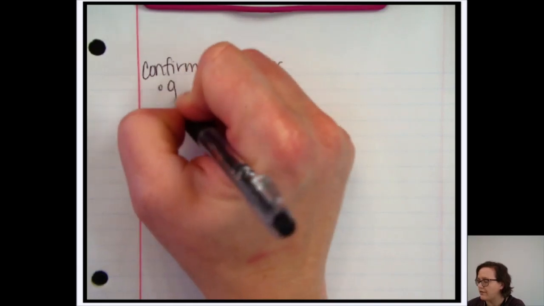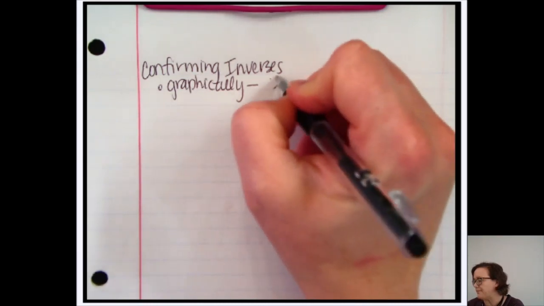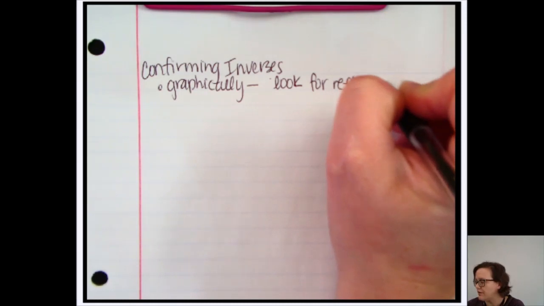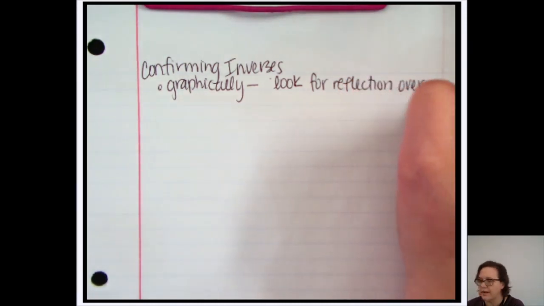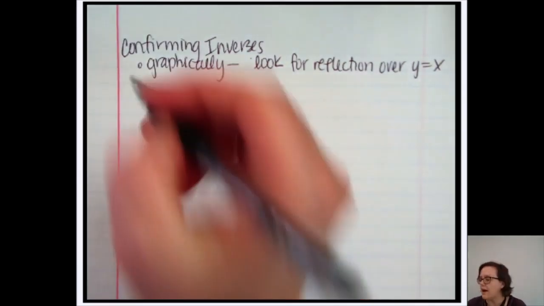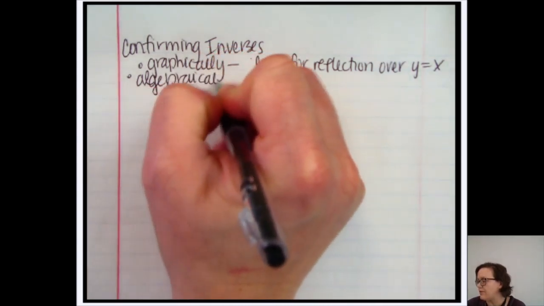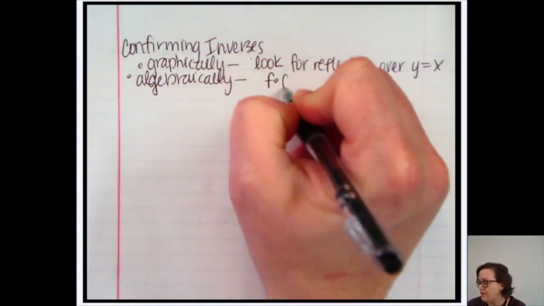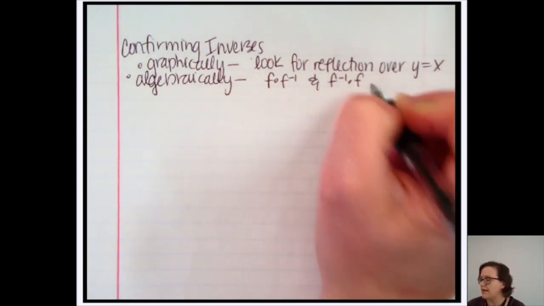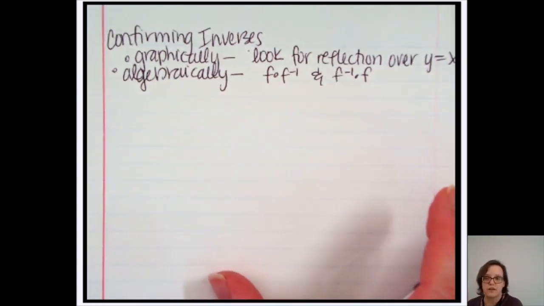If they ask us to do it graphically, we can use Desmos or your calculator. So look for reflection over y equals x. We'll just go to Desmos and confirm. Algebraically, we will be looking at the composition of functions, and remember that we want those to look like x when we get done. So let's go ahead and jump right in.